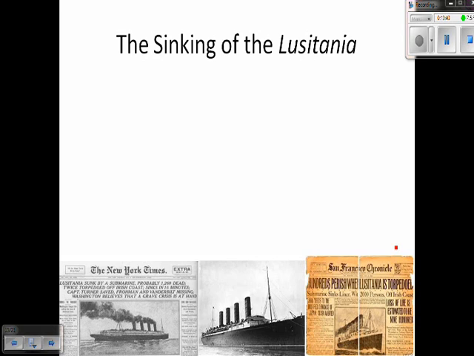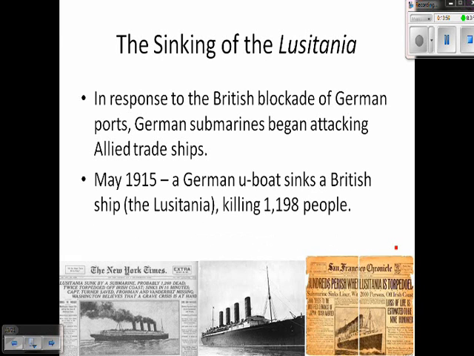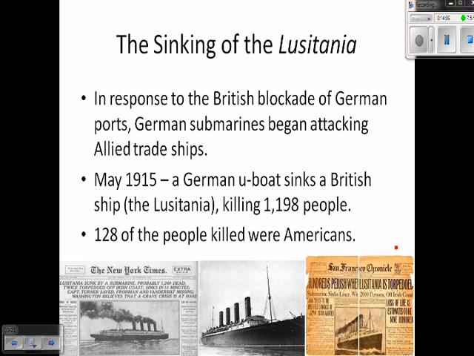Okay, the next thing that leads along the path of the United States entering World War I is the sinking of the Lusitania. Now, this was a British passenger ship that, as a result of the fighting going on in World War I, a German U-boat sank on its way back to Great Britain. Now, the problem here is that of the 1,198 people that were on the ship when it sank, 128 of them were Americans.